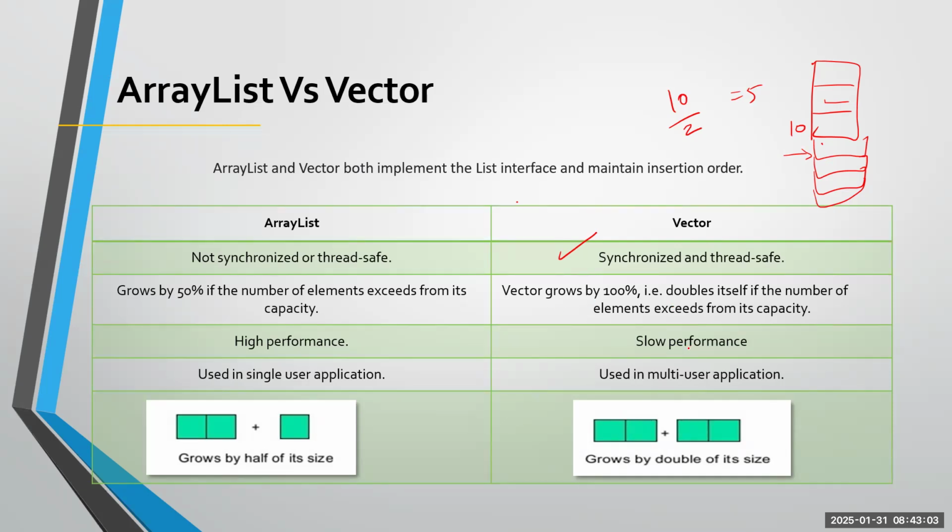So performance wise, it is having slow performance, and ArrayList is having high performance, because we are increasing the size of the list by just 50%, and you can insert the element. So a few differences I have mentioned here, that you need to understand how to use this particular Vector and in fact ArrayList. But let me show you practically. Okay.